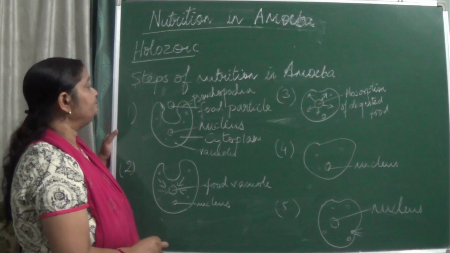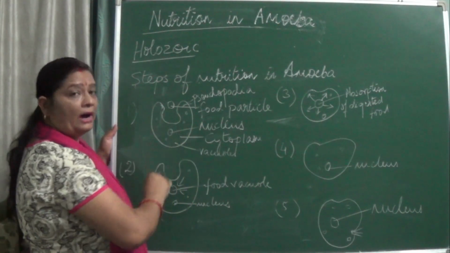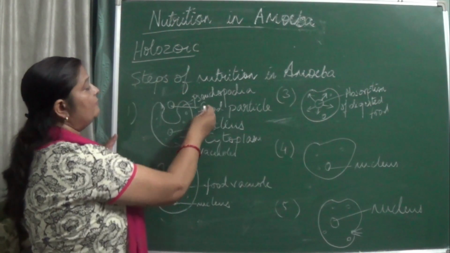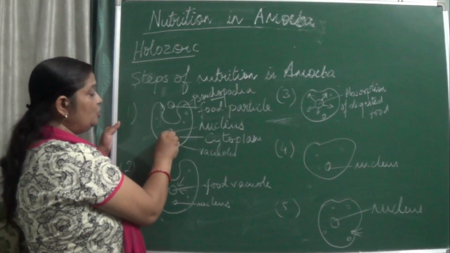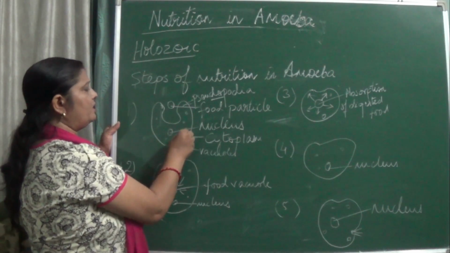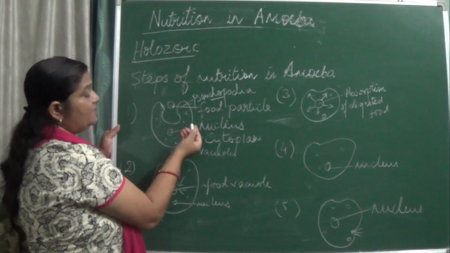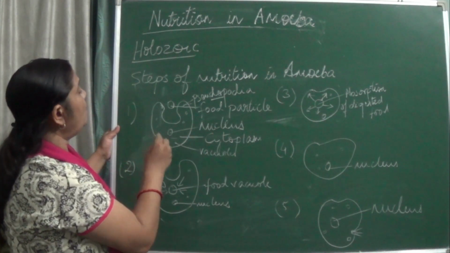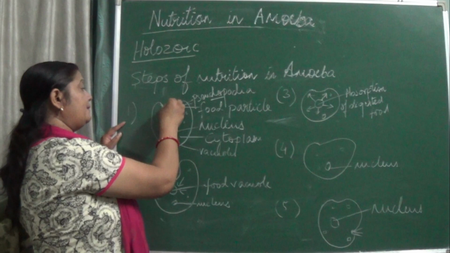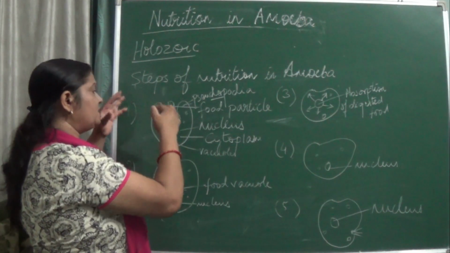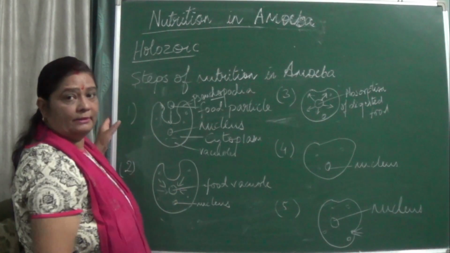Pseudopodia is nothing but false feet. Okay, so as soon as the amoeba sees any food particle, it encircles it with the help of pseudopodia. This is the food particle. This is the nucleus. These are small vacuoles found in the amoeba's body, and this is its membrane, and here is present the cytoplasm. Now the first step is ingestion, isn't it? So first, it surrounds the food particle, and as a result the food particle enters the amoeba's body.